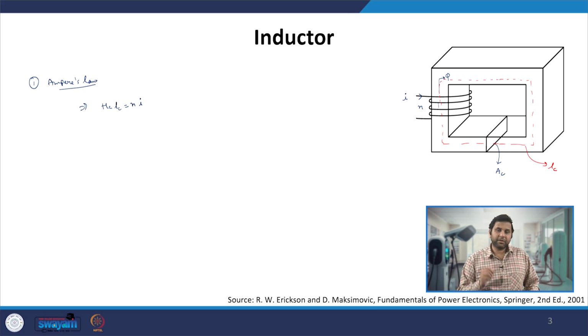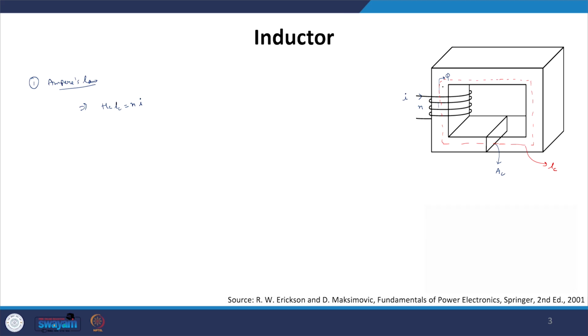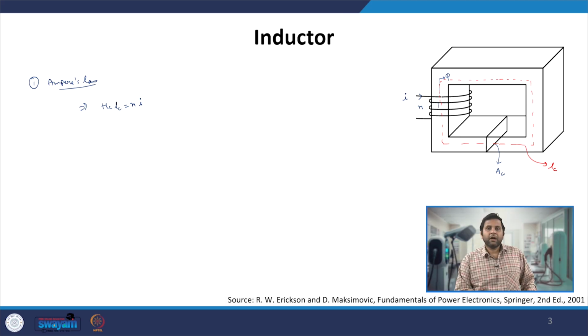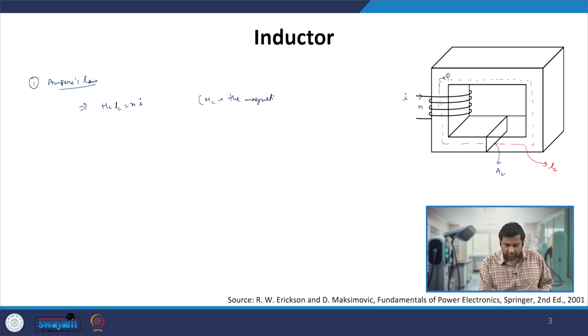In the simplest form we can write this, considering there is no fringing effect of the flux and no flux leaking out of this core. I mean the entire flux generated by this coil is confined within the core itself. Now, this is what we got, where Hc is the magnetic field intensity inside the core.